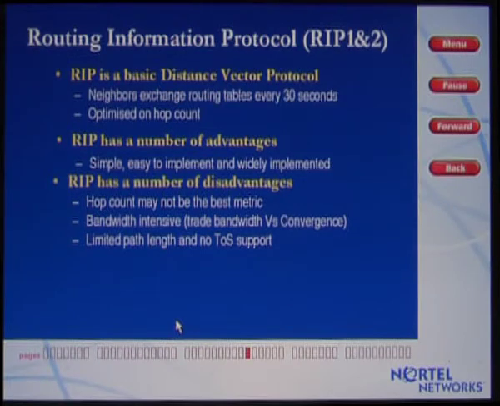RIP compromises between the need to have fast convergence and the cost of bandwidth by limiting the length of paths to 15 hops, thus limiting table sizes. Finally, RIP's use of hop count as the only metric makes it virtually impossible to support type of service (TOS) routing.